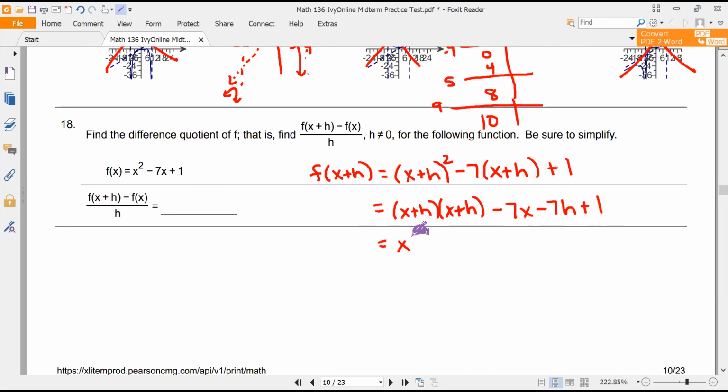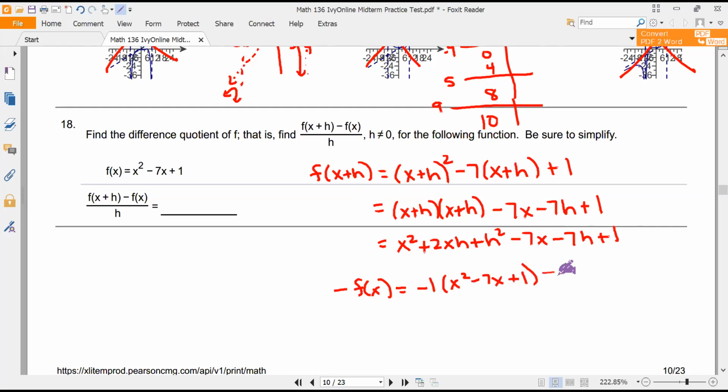FOIL this out, we get x squared plus xh, so that'd be 2xh's. H times h is h squared. So remember, this is not the whole numerator, this is just the f of x plus h. Then I would do my negative f of x, which just means times your whole original function by -1, or change all your signs. So that's negative x squared plus 7x minus 1.